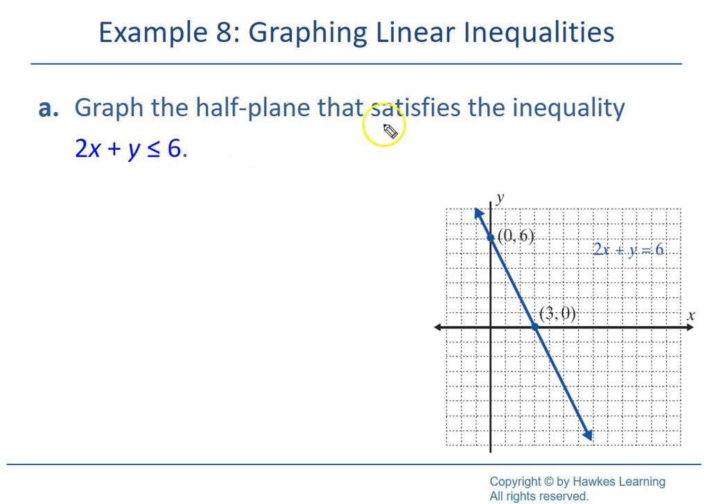So, graph the half plane that satisfies the inequality. So here apparently what they did is they made that x and y intercept t-chart to get your line. So if x is 0, y is 6. If y is 0, x is 3. And these are our points. And since it's also equal to, we have the graph that's a solid line. Now, where are we going to shade?